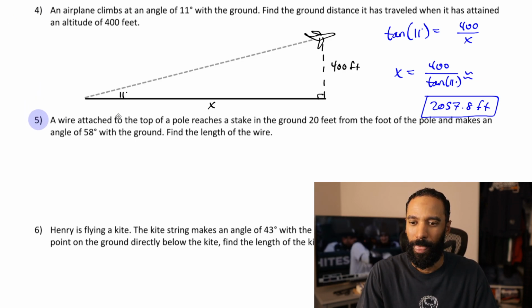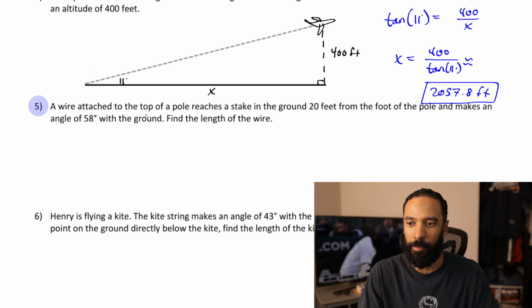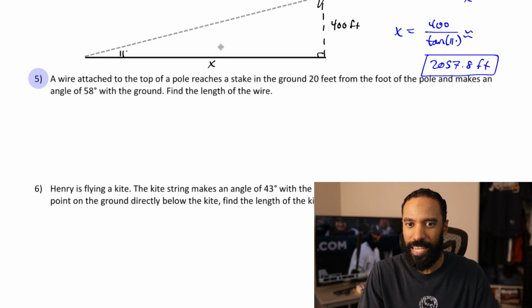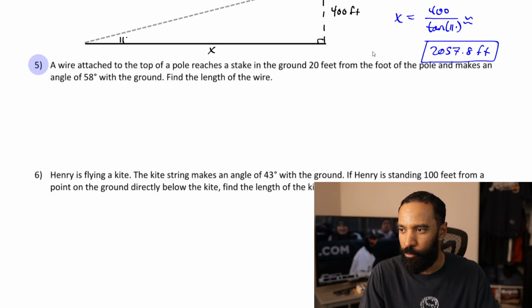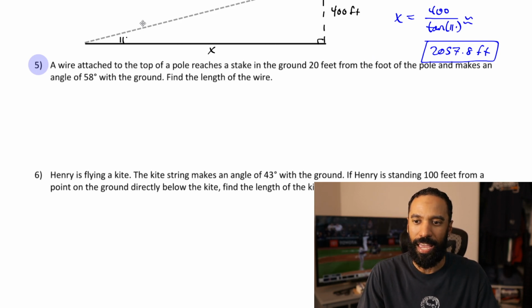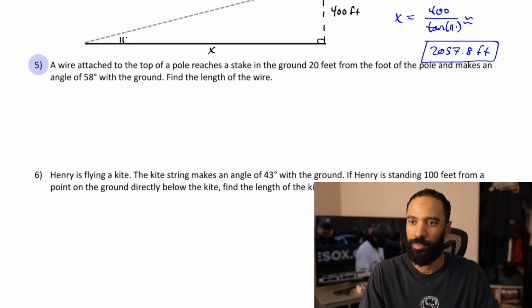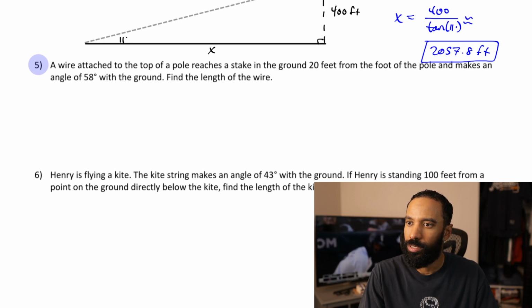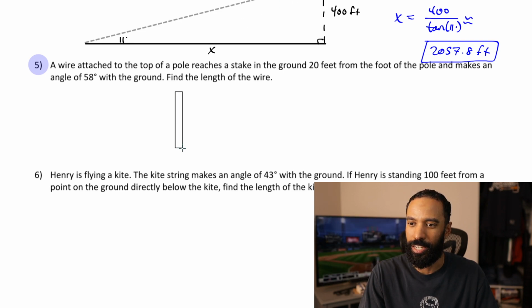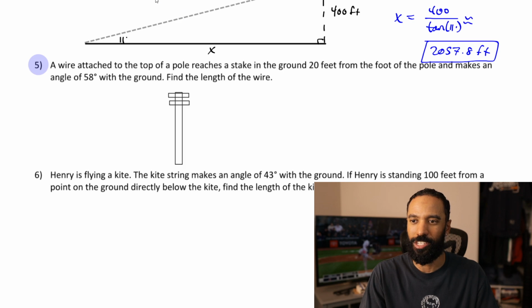Number 5. A wire attached to the top of a pole reaches a stake in the ground 20 feet from the foot of the pole and makes an angle of 58 degrees with the ground. Find the length of the wire. A wire attached to the top of a pole. So let's do a pole. I'm trying to kind of make a design here. Let's do a rectangle. Or let's do one of those pole things like that. All right, there's a pole.